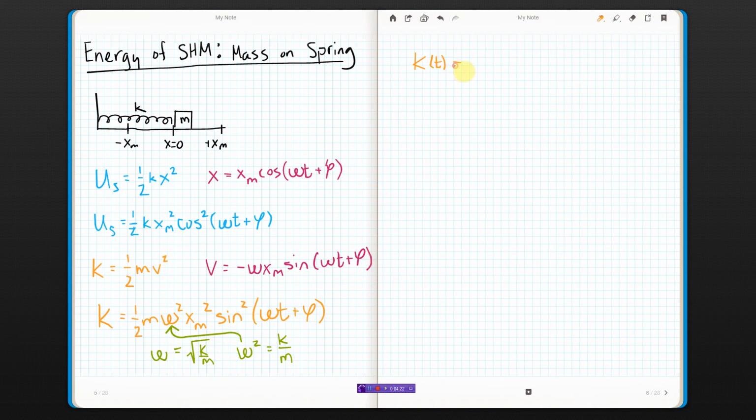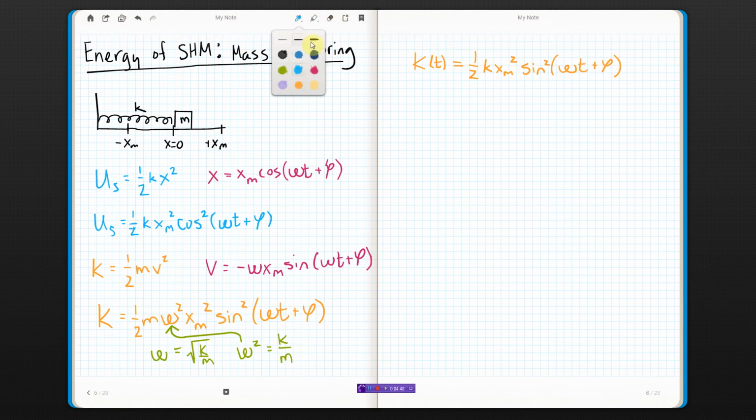My program just froze for a second. In the end, what I get is 1/2 spring constant, amplitude squared, sine squared of our argument here. So I really should have done that over here too. This is a time function. So we should be doing this. I am berating myself. As a function of time.